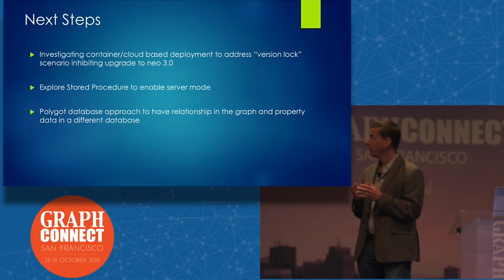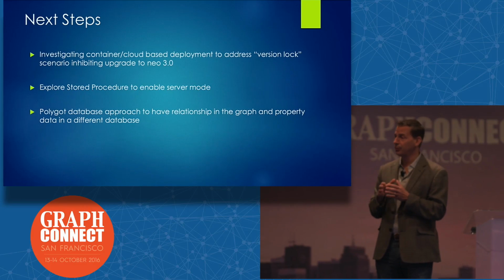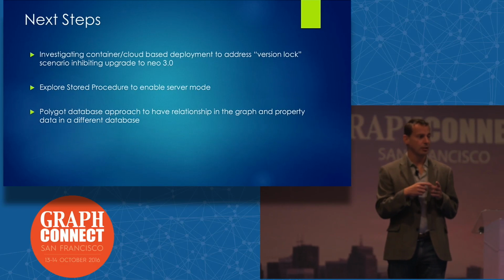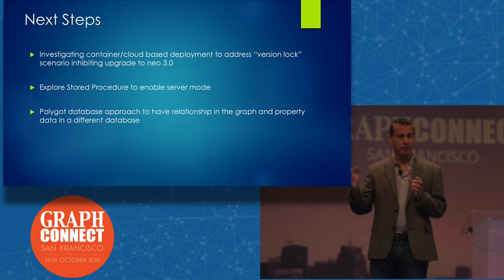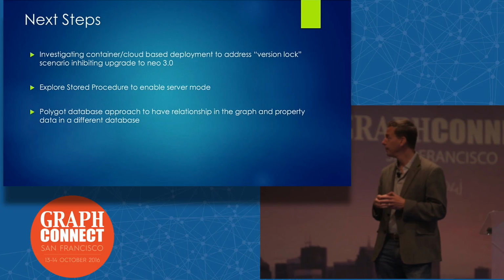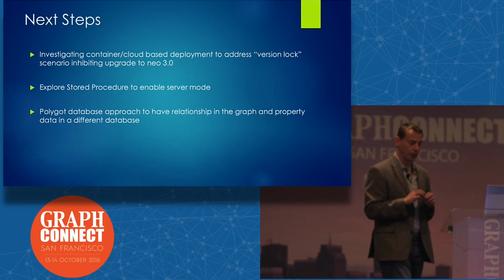When we get to Neo 3, one of the things we'll revisit is the new callable feature, or the stored procedure features within Cypher. Is that something we could start to take advantage of to scale the units of application differently and independently?